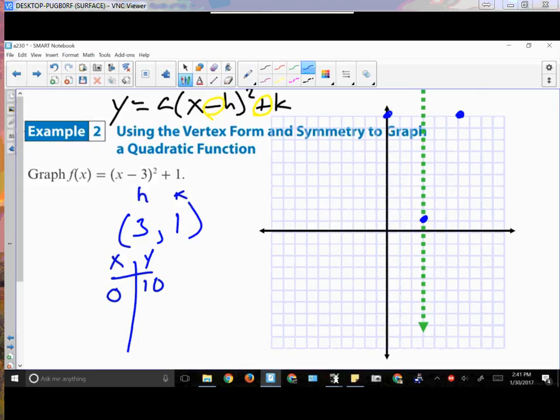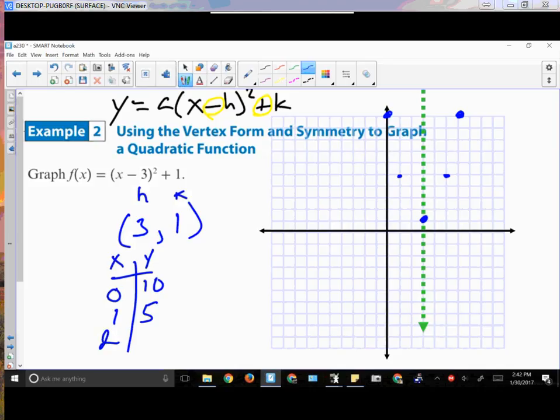What happens if I put in, say, let's put 1 in? What's 1 minus 3? What's negative 2 squared? 4 plus 1 is 5. 1, 2, 3, 4, 5. So it should have a point here. And likewise, there should be a point over here. So if that is 5, because of symmetry. What about if I put in 2?